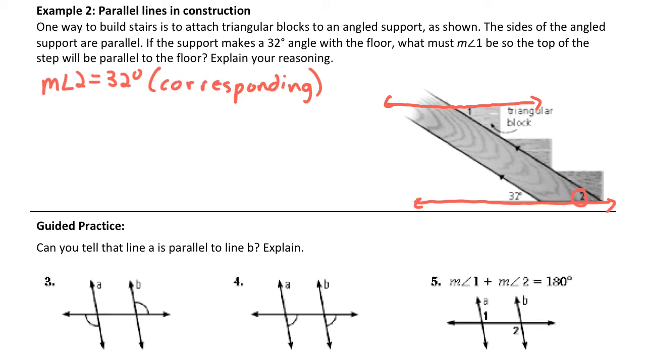So when we look at angle 1 and angle 2, we think of these as parallel lines, and this runner right here would end up being the transversal. So the measure of angle 1 would have to be 32 degrees because it's congruent to angle 2, and the reason it's congruent to angle 2 is because those angles are alternate interior angles.